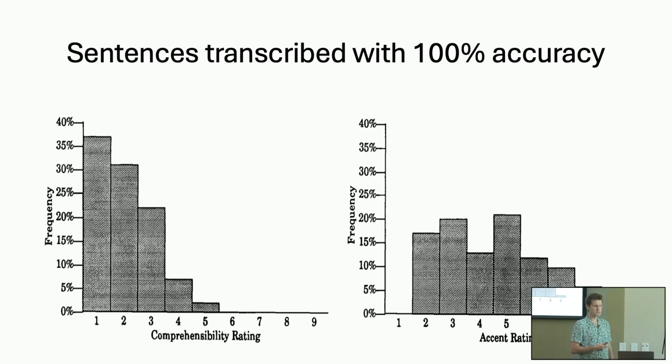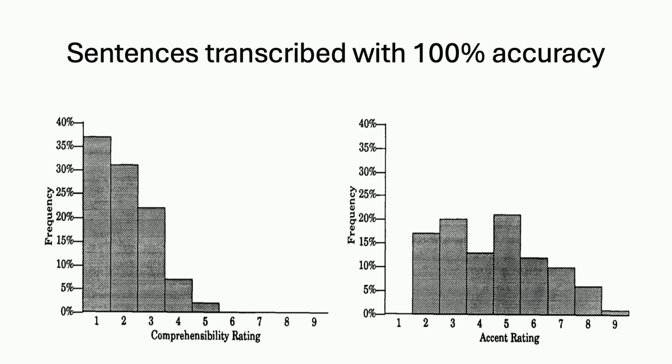And so this is from the first study, this is what they found, and this is from Munro and Derwing, 1995, if you're interested. But first of all, I want you to notice that these are the comprehensibility and accent ratings for sentences that were transcribed with 100% accuracy. So there was no intelligibility issue whatsoever. Everybody understood the sentences perfectly as intended.